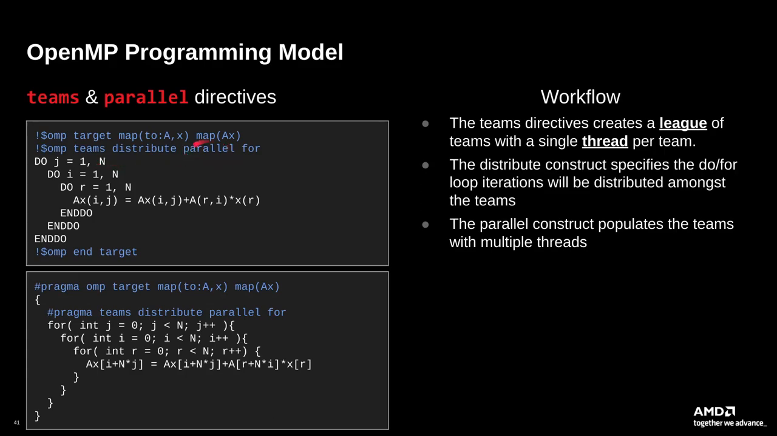Now the parallel construct is going to populate the teams with multiple threads. So this is sort of that same echoing of that two layers of parallelism that we've seen before with GPUs, where we have this macro level of parallelism indicated by the teams, and then the micro level, which is the threads within the teams underneath that.